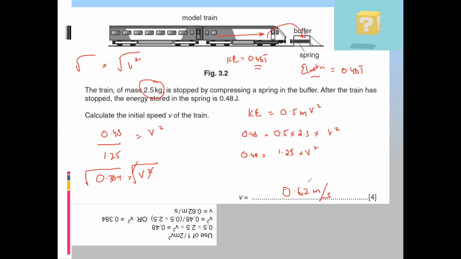Is it clear? So 0.63 meters per second. Is it clear, this question? How we use the kinetic energy to get the speed.